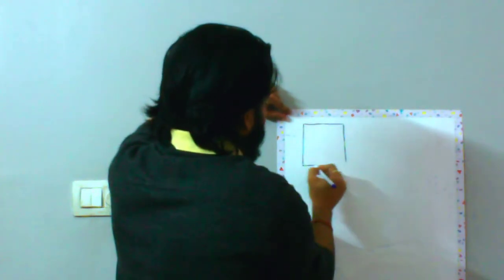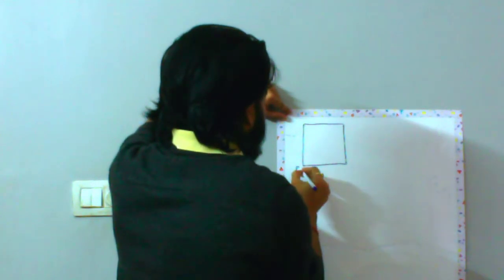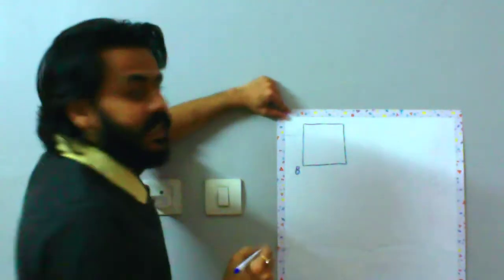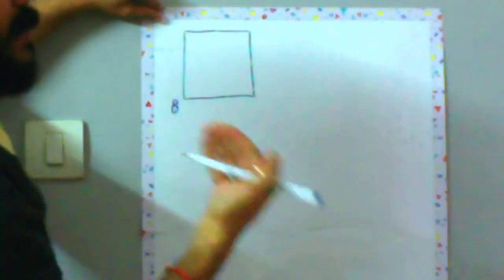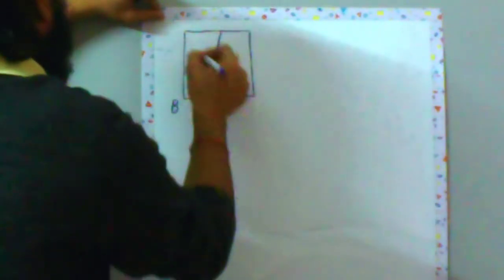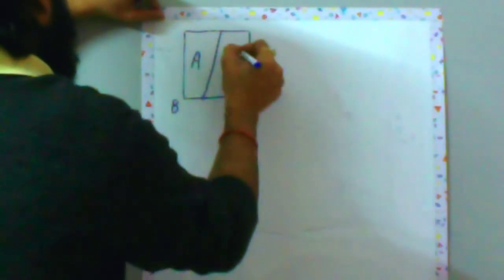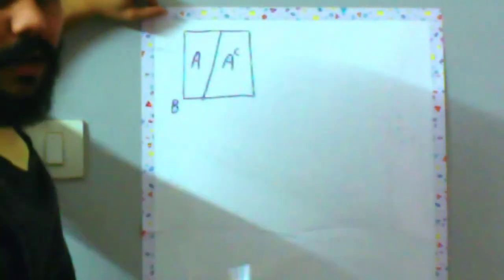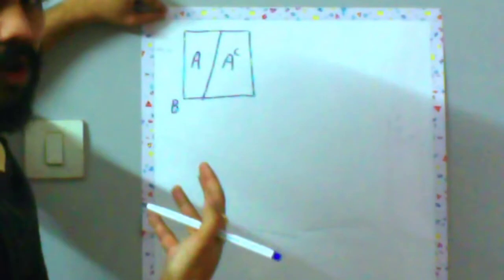Let us suppose you have an event B. Now this event B can occur in two ways. Either it could occur through event A, or it could occur through not event A, the complement of event A. This is a very simplistic way to look at this, but it will do our job.